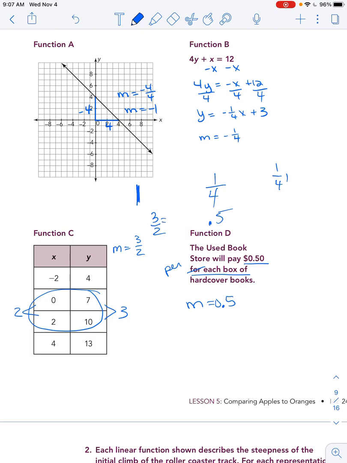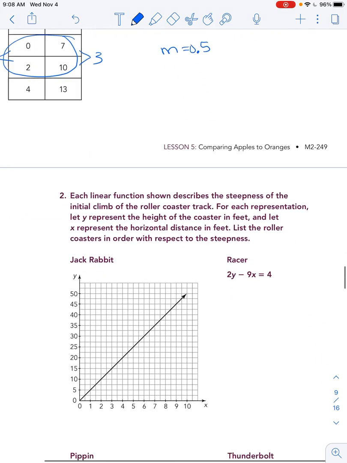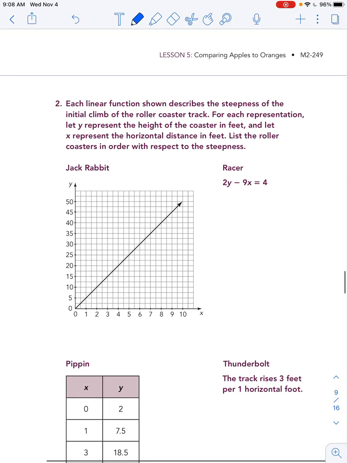And then, by the way, this is the same thing as 1.5. So then 0.5 would be next, then 1, then 3 over 2. So that's going to give me B, D, A, and C. Again, when we're talking about the greater rate of change, we're not looking at the negative on that. We're just looking at the positive on it. Okay, so here we go. We're going to go to the next one.